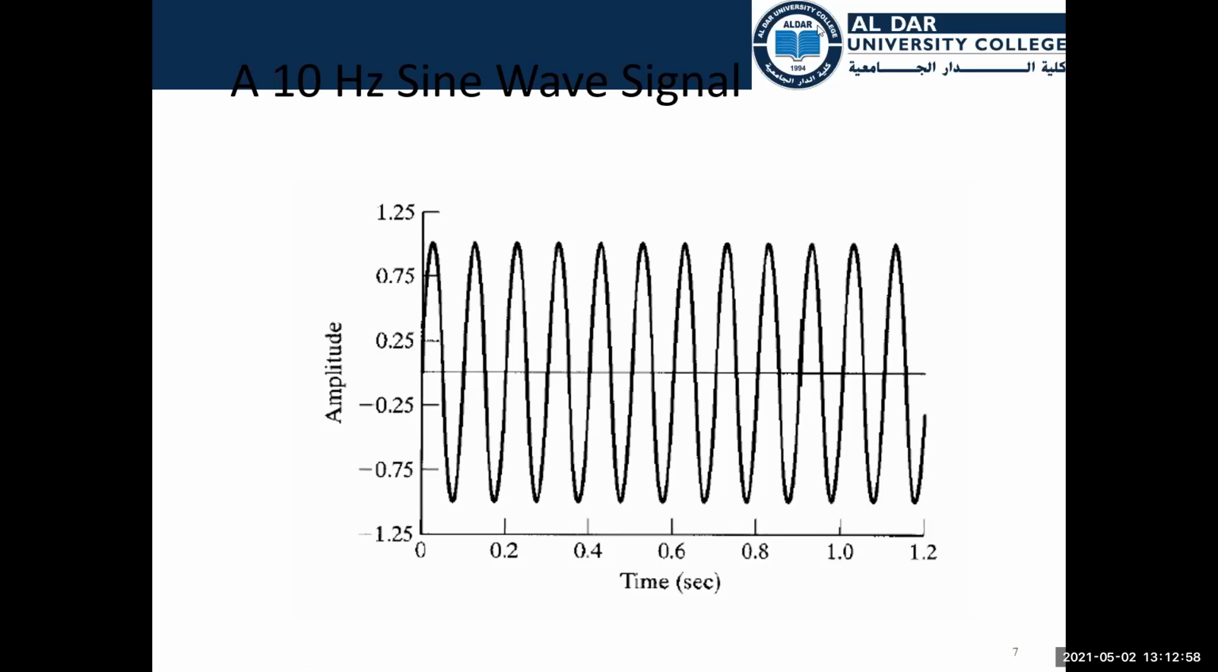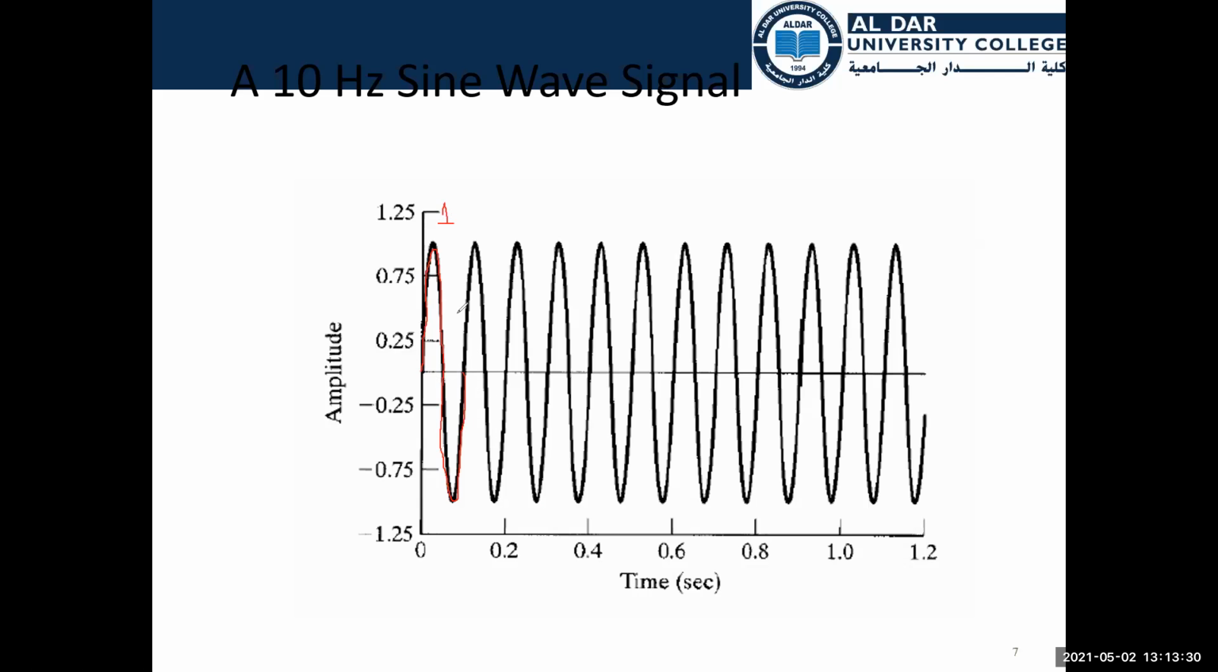I can draw it with color. The start of the cycle is here, and then we continue up, up, up, and so on. Then we go to the top of the positive value, and then return back to zero, and then go down, down, down to the negative value, the negative amplitude, and then return back to zero again. And this is a complete cycle. This is one cycle.